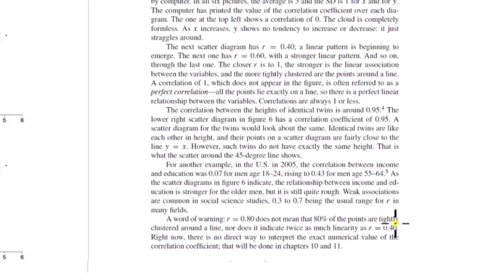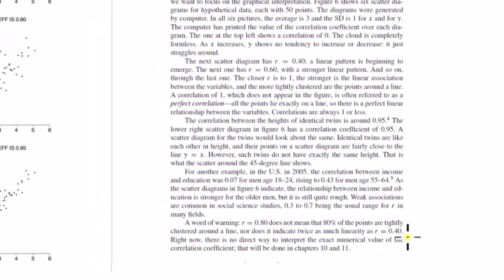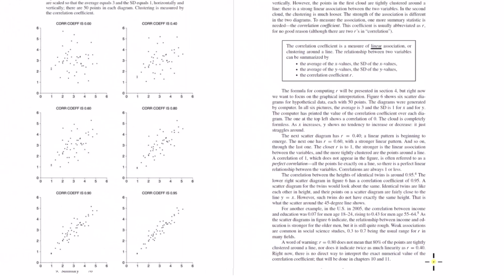Okay, so we're not going to make any assumptions about what it means if you have twice as large of a correlation coefficient. We don't know what that means. R equal to 0.8 doesn't mean that 80% of the points are tightly clustered around a line. Comparing R equal to 0.8 to 0.4 doesn't mean twice as much of a linear fit. It's just twice as much of a correlation coefficient value. That's all we know. We're going to analyze the meaning of the correlation coefficient numerically in upcoming chapters.